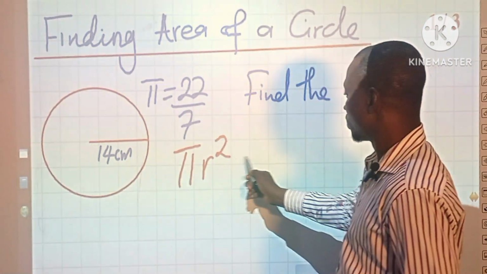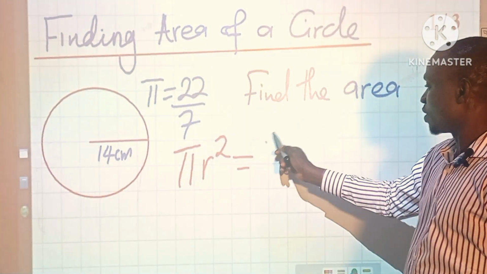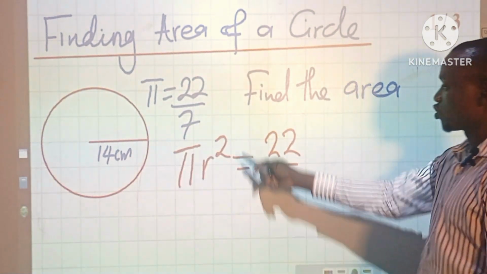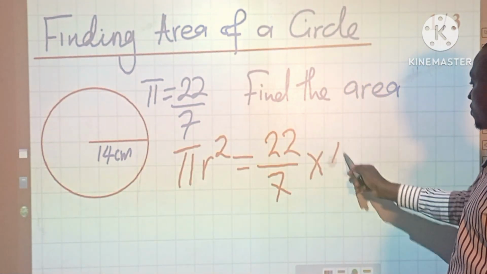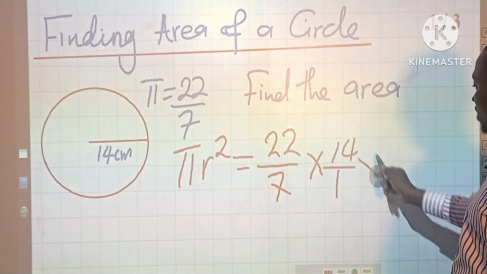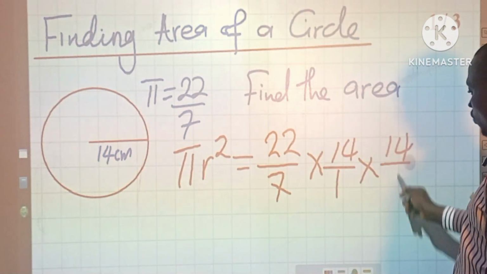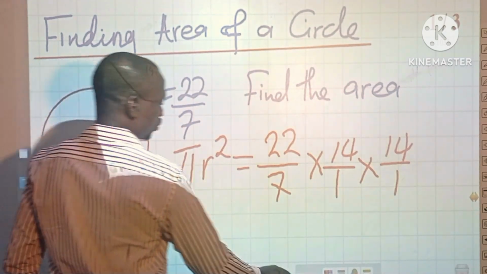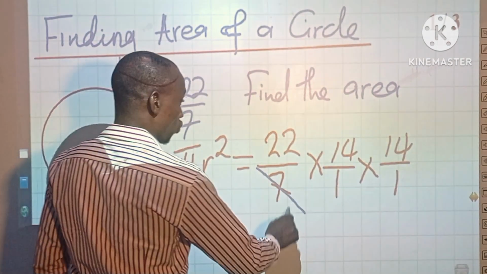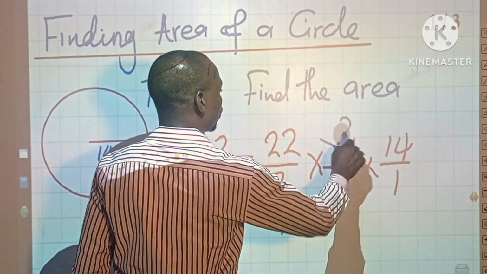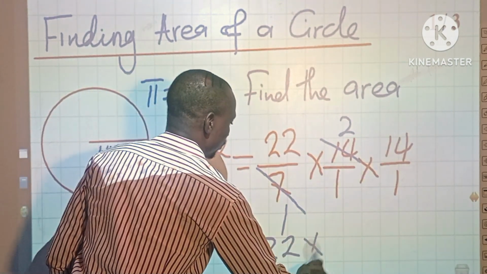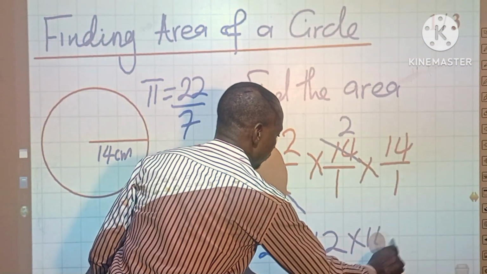So this equation will simply become pi, which is 22 over 7, times radius to the power of 2, which is 14 times another 14. Let's put it over 1, times 14 over 1. Now this is actually easy peasy. Now what do we need to do here? 7 into 7 is 1, and 7 into 14 gives us 2. So what we have left is 22 times 2 times 14.